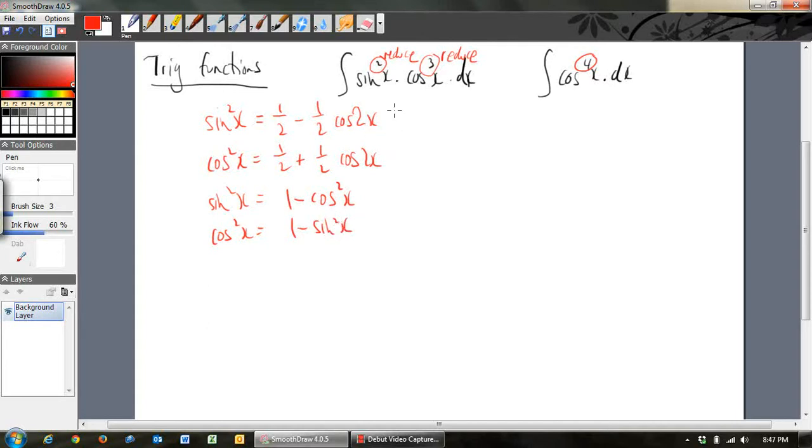So they're probably the main players, the identities that we use to reduce these powers down. The other one to remember is 1 plus tan squared x equals sec squared x. Just remember any of your trigonometric identities, and if you can use those to reduce the powers, you can get it into something that we can anti-differentiate.